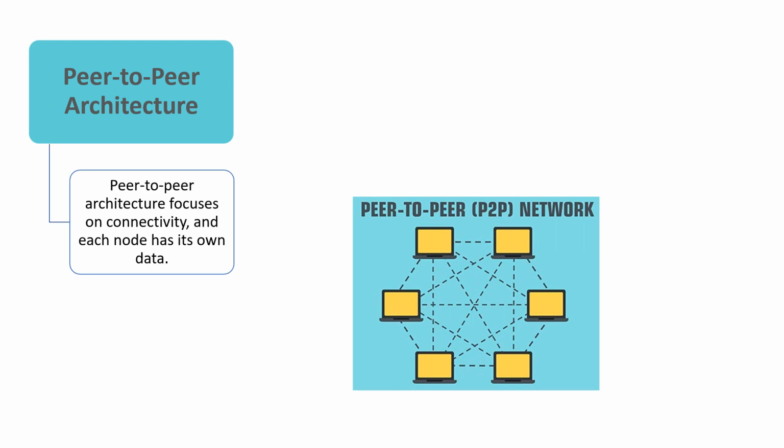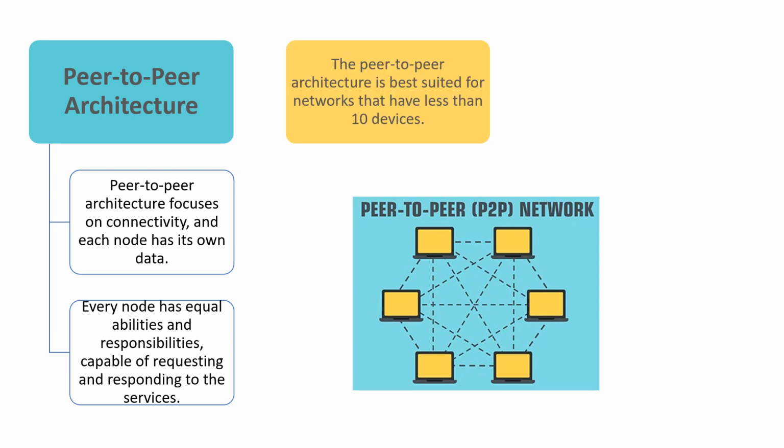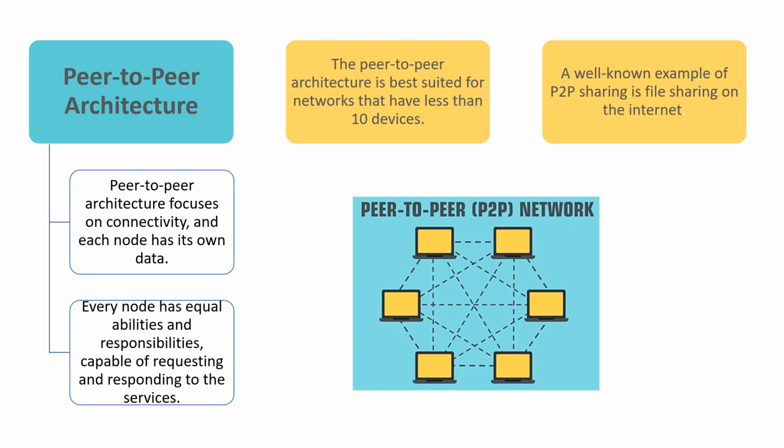This focuses on connectivity and each node has its own data. This is the diagram of this peer-to-peer architecture where every node is connected with the other node and every node has equal abilities and responsibilities, capable of requesting and responding to the services. And this architecture is best suited for networks that have less than 10 devices.